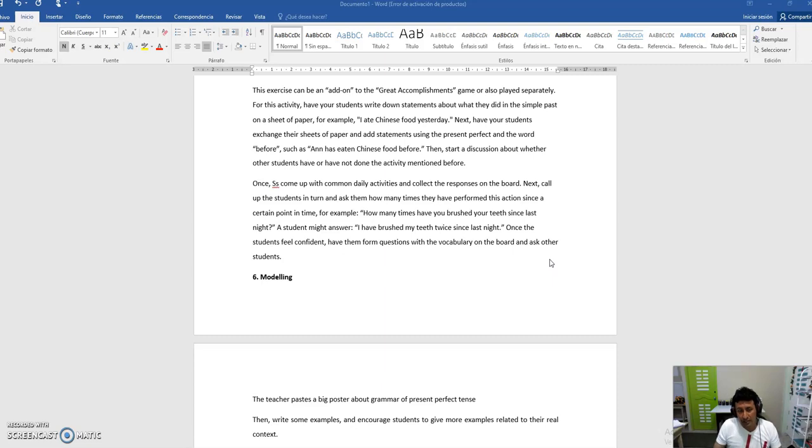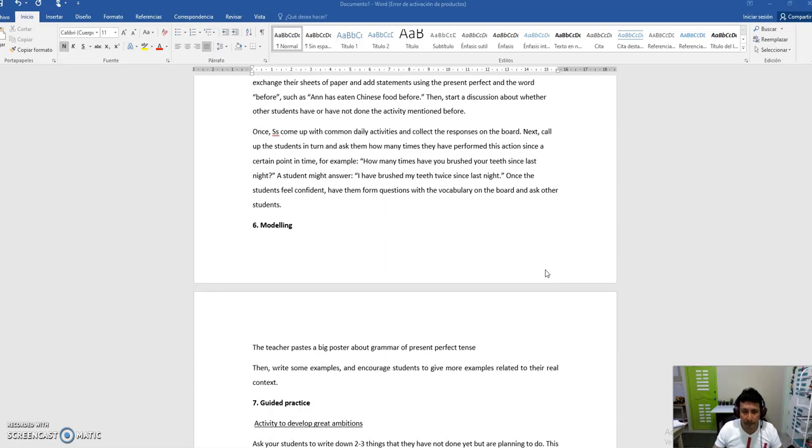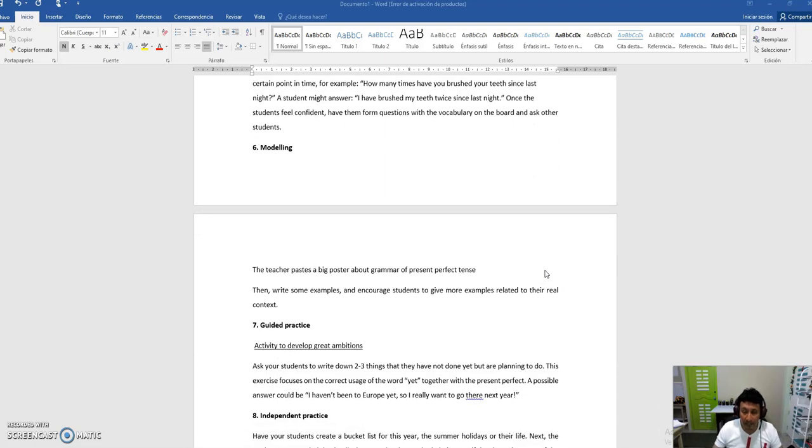Once the students feel confident, I will make some questions with the vocabulary on the board and ask the rest of the students. The sixth step is the modeling.